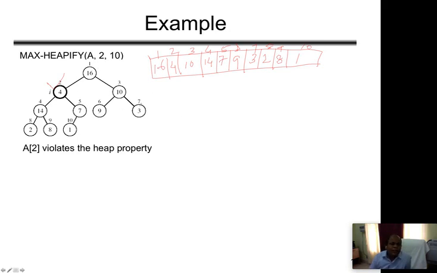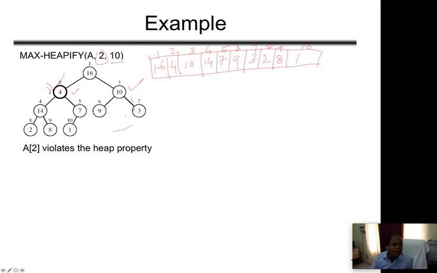You can think of this as a nearly complete binary tree. This node is satisfying the heap property, this node is satisfying it, this one too, but this node is not satisfying the heap property. Since it is not, we have to maintain the heap property, and that is called heapify. Here we satisfy the max heap property. 2 means the index of the element which is not maintaining the heap property, and 10 is the heap size, which is all the elements present in the heap.